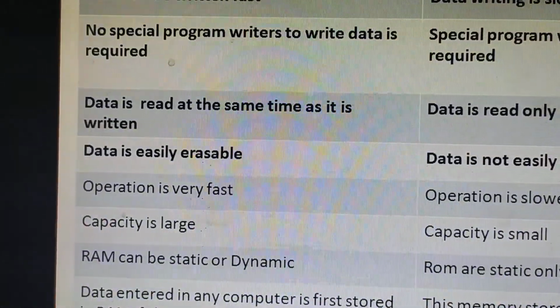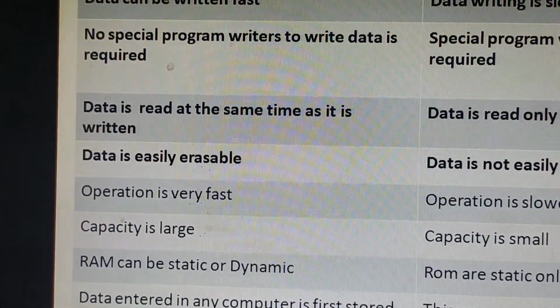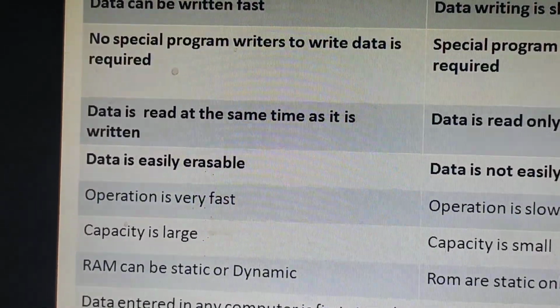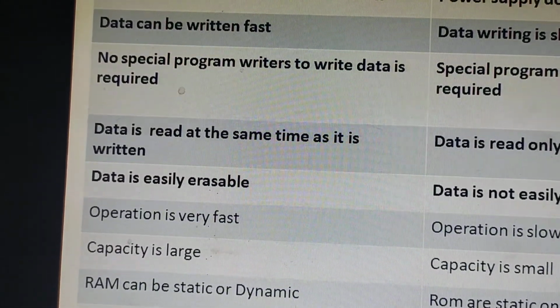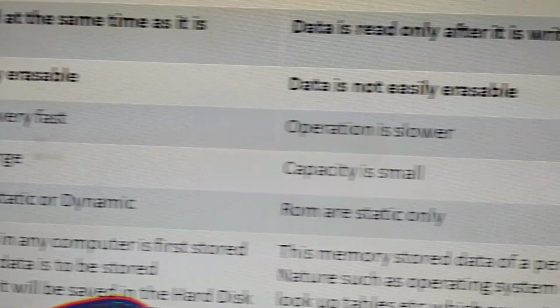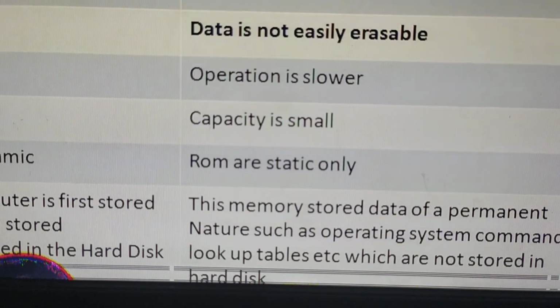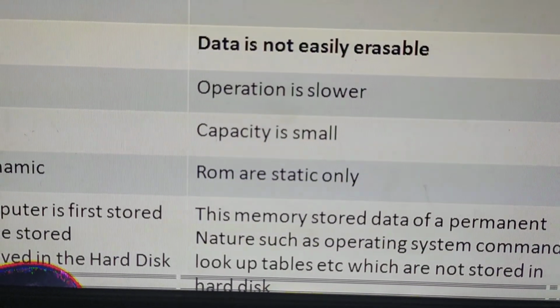In case of RAM, the operation is very fast. You can keep on typing the data fast, the storage is also fast, and RAM is primarily used to provide data to the CPU. That work is also done very fast. But in case of ROM, the operation is slower. The data is read slower and written slower.